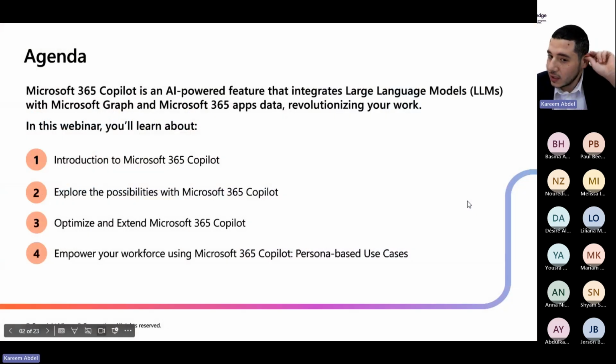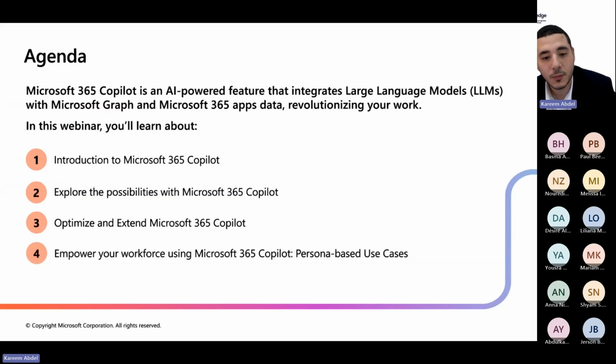Right. So today we'll just be going quickly over an introduction of Microsoft 365 Copilot as an overview. Then we'll be exploring some possibilities with Copilot, other ways that we can optimize and extend Microsoft 365 Copilot, if it's possible to use it outside of Microsoft 365. How can we extend its capabilities to go above and beyond a normal chat pane that we're creating content through?